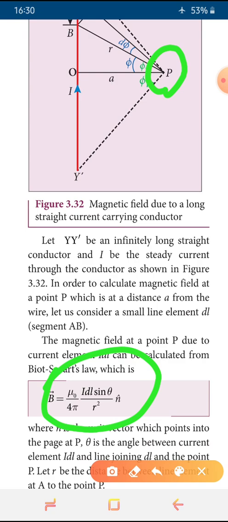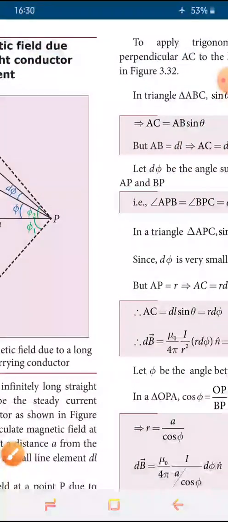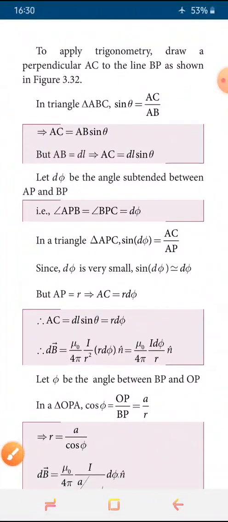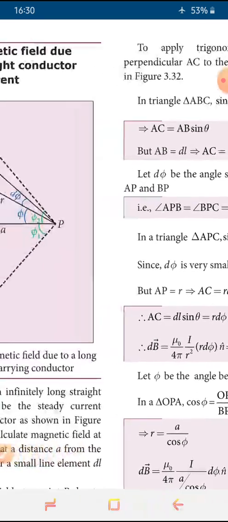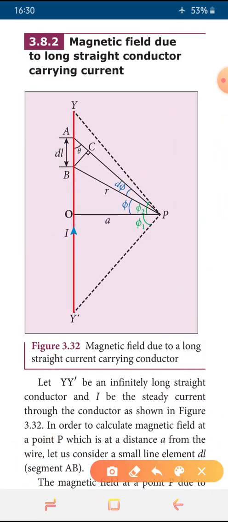Got it, children? And we are expanding our derivation. We are applying trigonometry in a triangle ABC. So where is the triangle ABC? This is the triangle ABC. Okay, keep the book in hand and refer to it while following this class, and it will be easy for you.